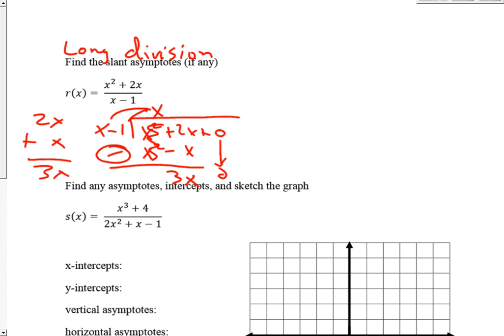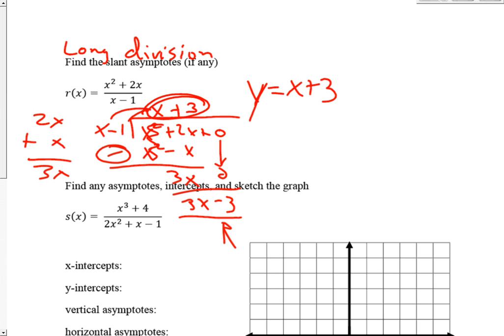To multiply x to get 3x, I need a 3, and that's going to give me 3x minus 3 down there, and whatever I get down there is my remainder, and I don't care about the remainder. All I care about is the x plus 3. And I get y equals x plus 3, and that's what's going to determine my slant asymptote. So for that particular problem, that's all we needed to do.